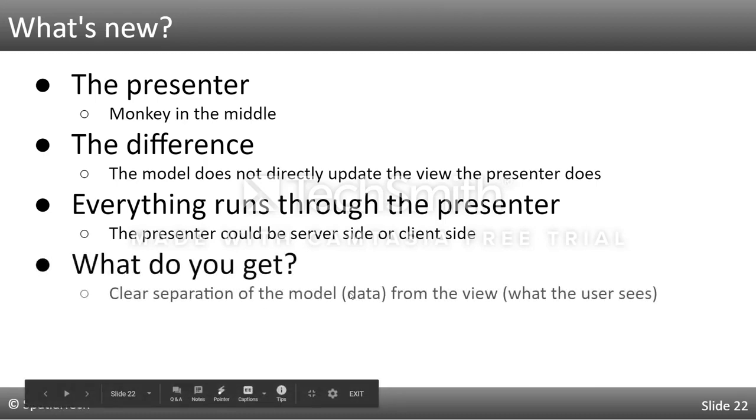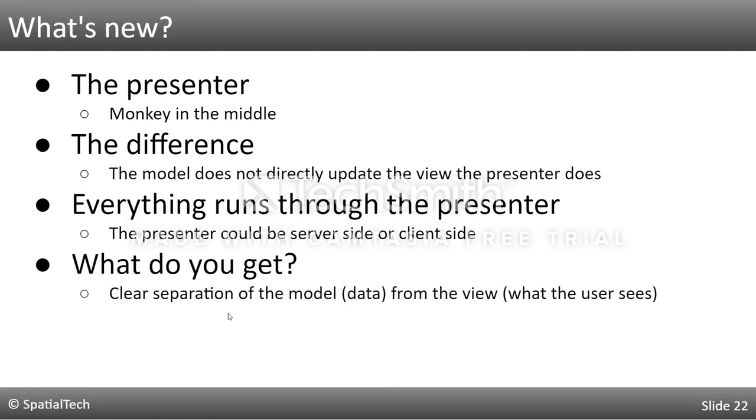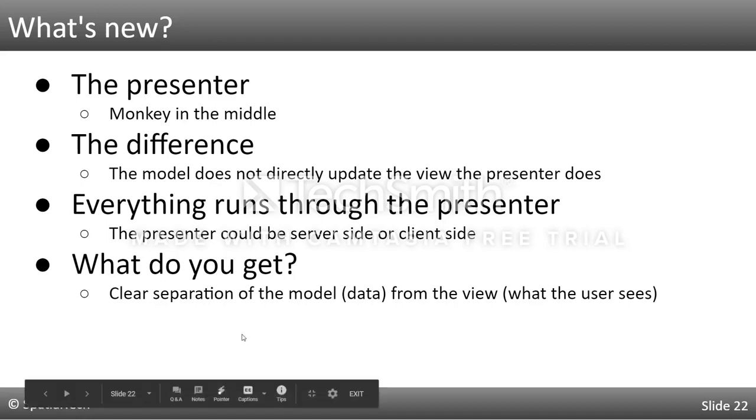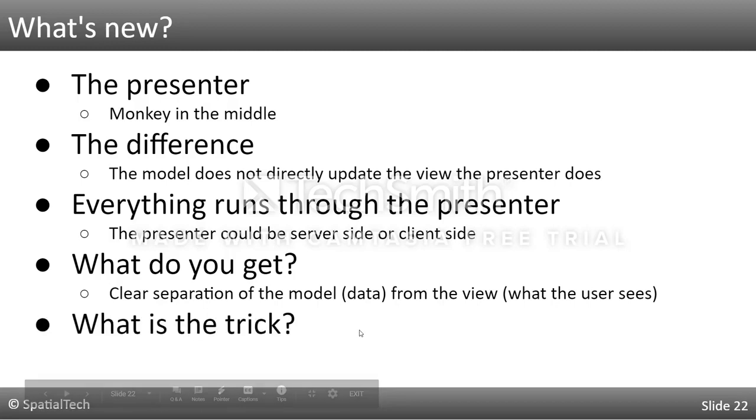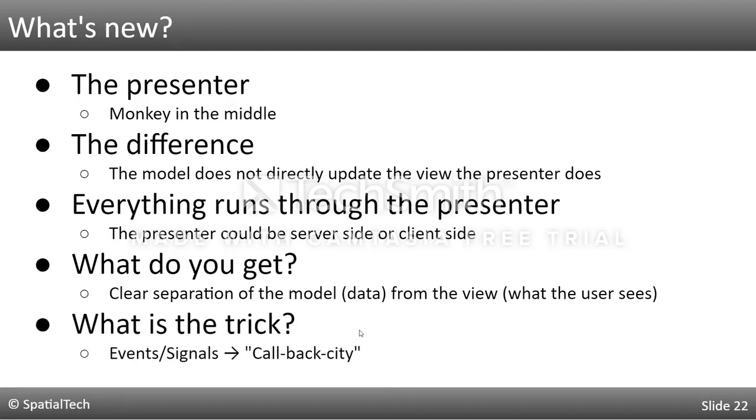So what do you get? Like I said, clear separation of the model from the view. And that almost has to be the case if we're talking a web scenario where, like I said, the view can be halfway across the globe compared to where the data is back in the model. So what is the trick?